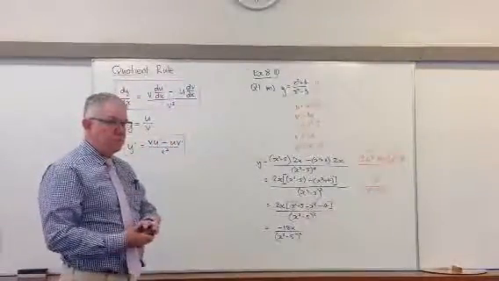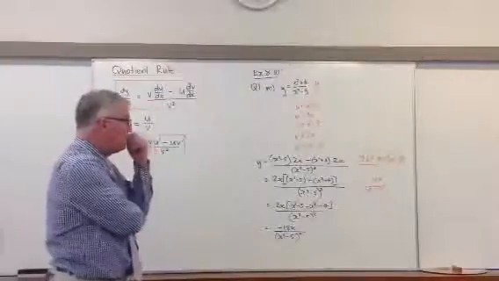All good? All good? Yeah. How'd you get the v squared?